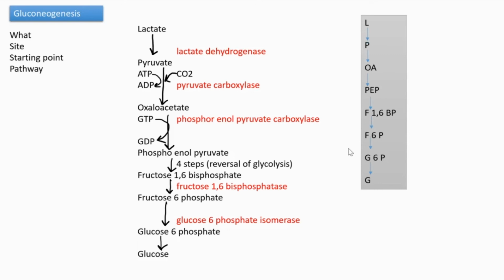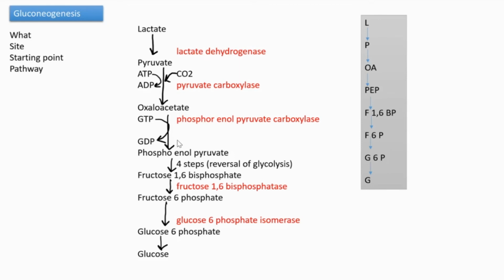First, lactate is converting to pyruvate. Lactate is converted to pyruvate with the help of what enzyme? Lactate dehydrogenase, a dehydrogenation process. Lactate is losing a hydrogen, and as a result pyruvate is formed. Then this pyruvate is mainly converting to phosphoenol pyruvate through a two-step process.